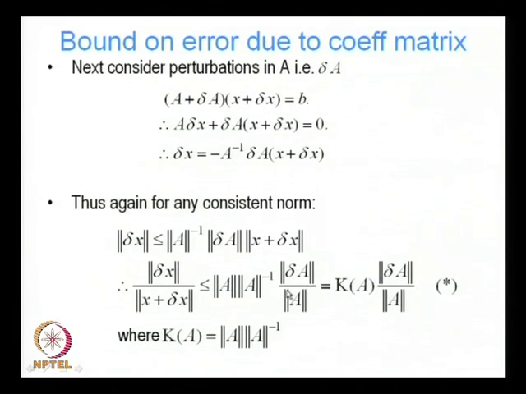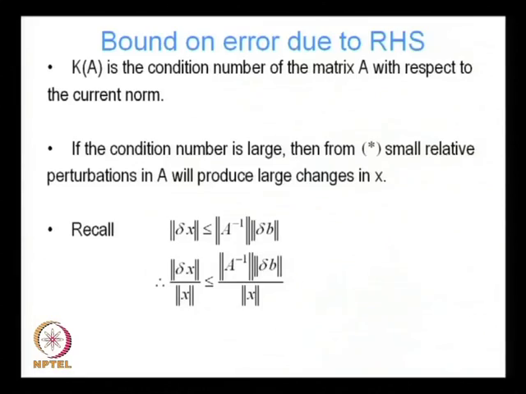And actually there is a printing error here. So, this is actually norm of A times norm of A inverse. The inverse should be inside the norm. So, norm of A times norm of A inverse times norm of delta A by norm of A. So, this is the condition number times norm of delta A by norm of A. Ka is the condition number of the matrix A with respect to the current norm.